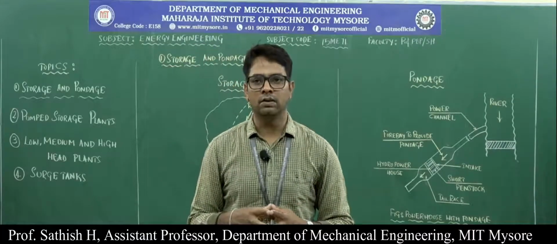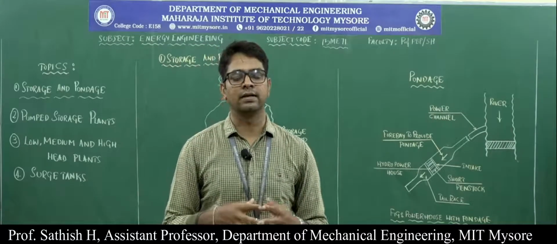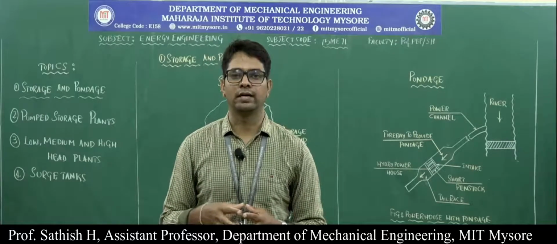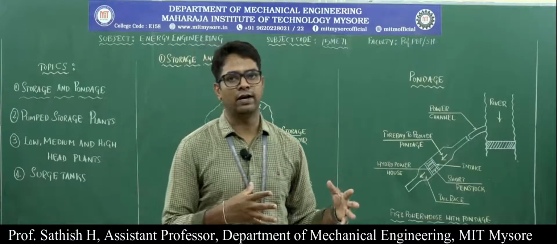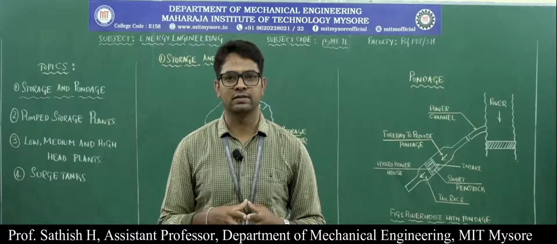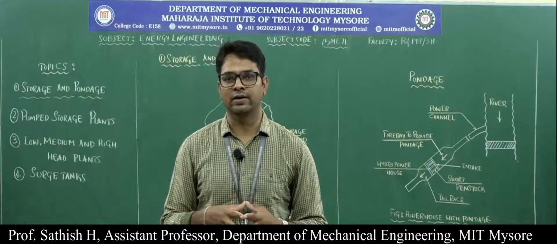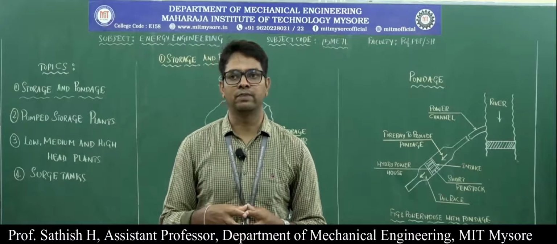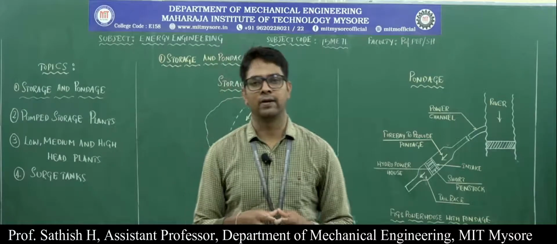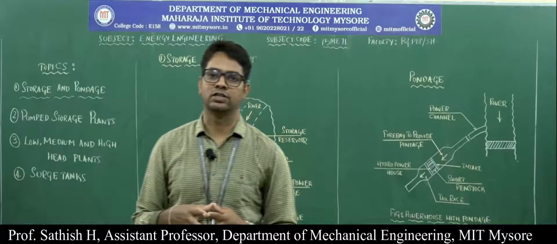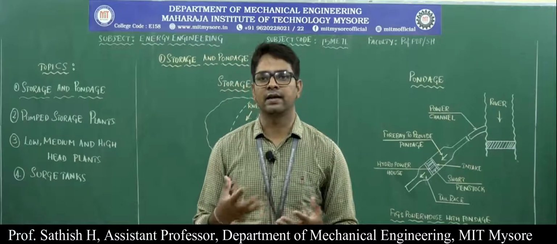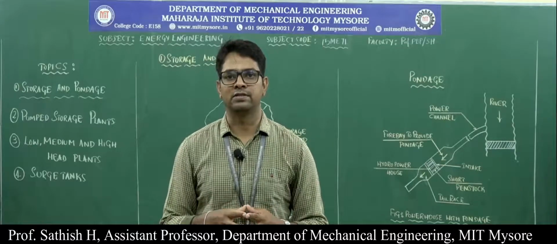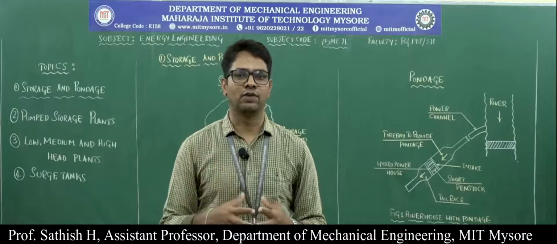You might have known from the previous sessions about the components of a hydroelectric power plant. We have a reservoir, a dam constructed across the river, a penstock, a tail race, and the powerhouse. Among them, one of the important components is the surge tank, a pipe-like structure attached to the penstock where the rise and fall of the water takes place.